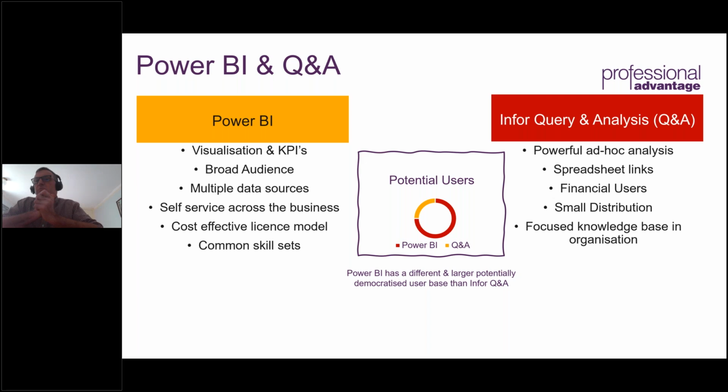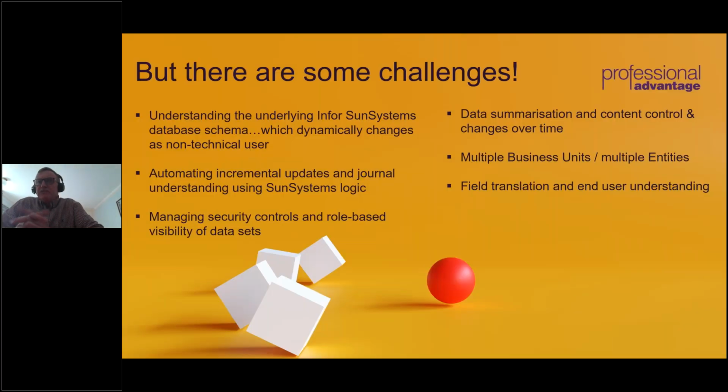We also have a situation where we've got the finance team typically using Infor Q&A, and then maybe other teams start using Power BI, and Infor Q&A is a great tool. It provides really strong ad hoc reporting, spreadsheet controls, etc. So that's the typical product that people are using for that reporting, but it's hard to distribute those reports technically, and it's potentially a different audience that Power BI can work with. So we need to get through those barriers and allow people to start using this great tool that's sitting out there within the business. So the challenges are understanding the Infor SunSystems database schema.